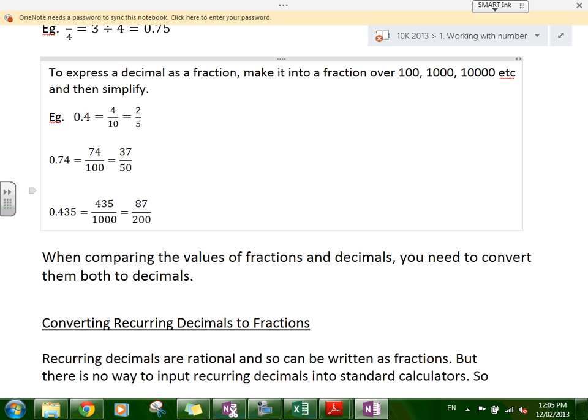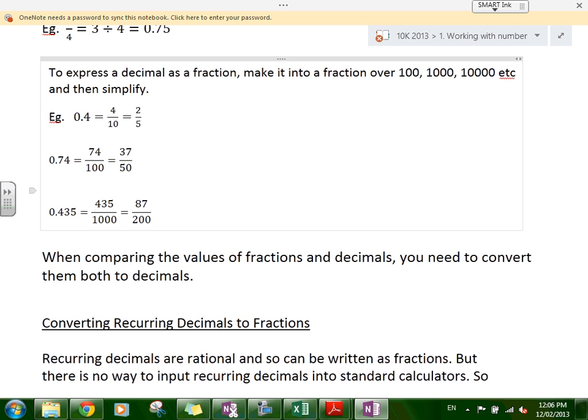Now we're going to get on to the main part of this lesson, which is converting recurring decimals into fractions. The thing about recurring decimals is you cannot input them into a calculator. You can do up to 8 decimal places. Can someone try 0.111 with as many ones as you can, press equals, and then press the fraction key and see what happens? Does it work? It doesn't do anything.